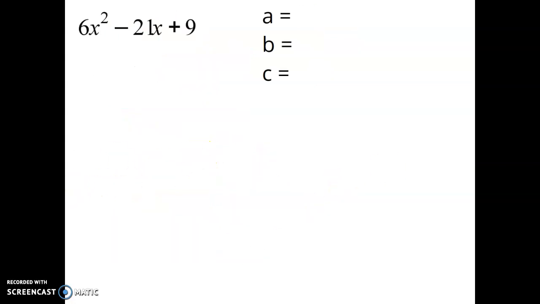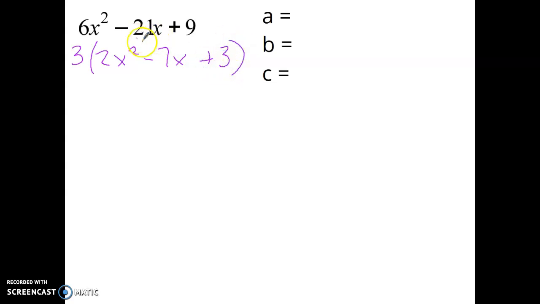All right, let's look at this one. So remember I said the first thing we always want to do is check for our GCF. So I have this one, and this one, 6, 21, and 9. Well, I know those are all divisible by 3. So I'm going to choose to divide by 3. 6 divided by 3 is 2. 21 divided by 3 is 7. And 9 divided by 3 is 3.